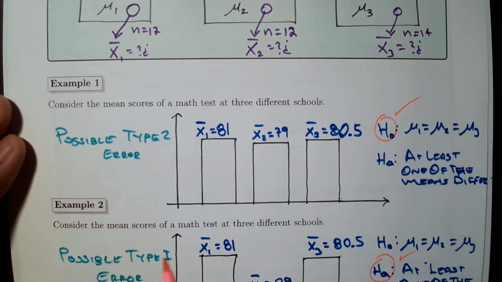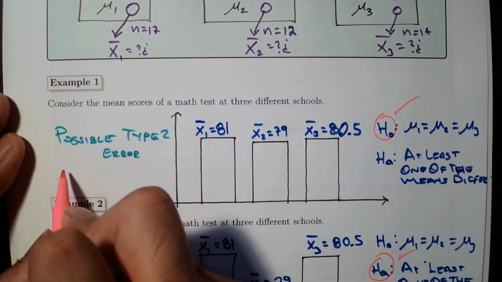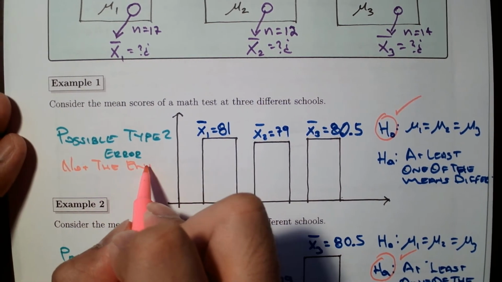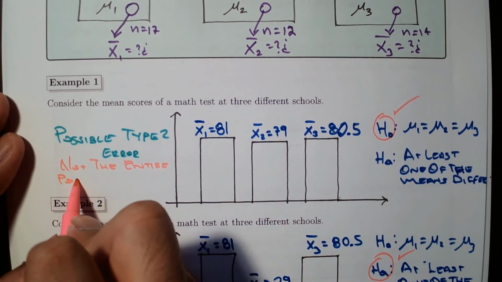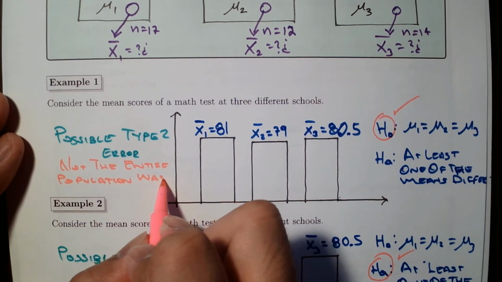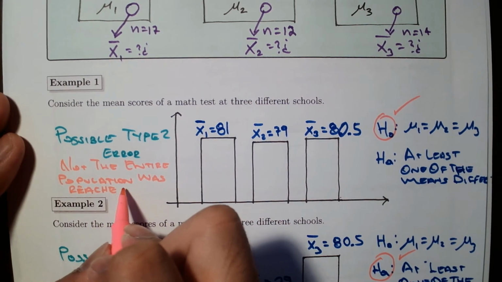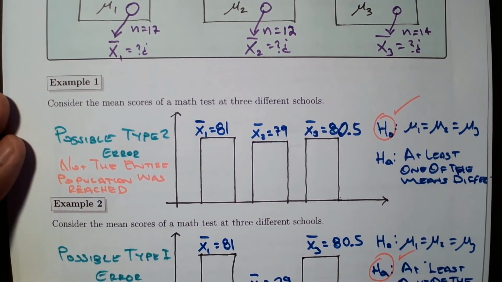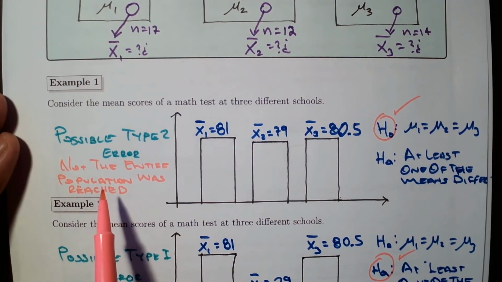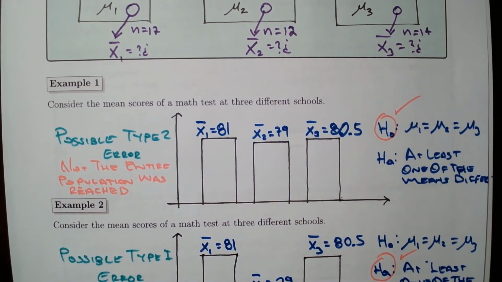Well, what was that type of error? In this case, this error is produced because not the entire population was reached. So the only way to determine whether they are right or whether we are right is to reach the entire population. But again, we are limiting ourselves to samples.